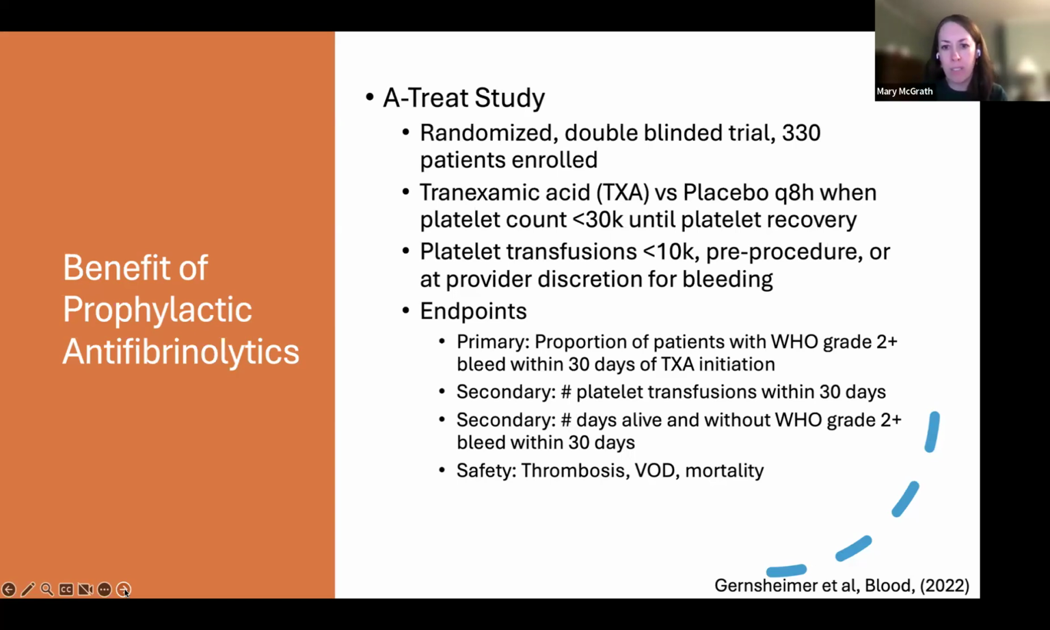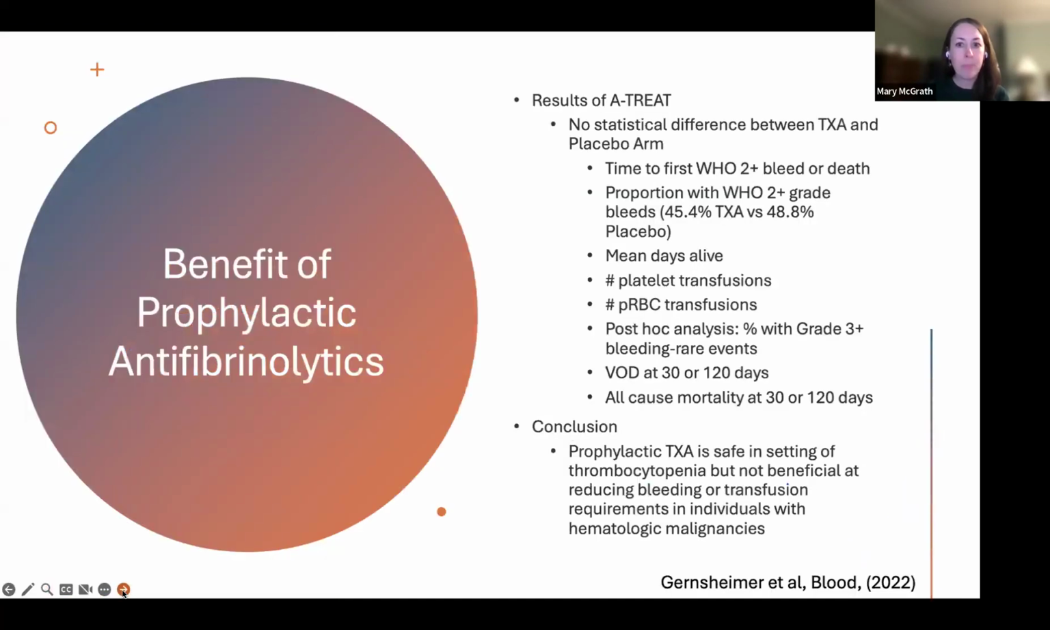And platelet transfusions were given throughout the study for platelets less than 10,000 pre-procedurally, and then at the discretion of the provider if patients were having bleeding. Endpoints of the study were looking at the proportion of patients with WHO grade 2 or higher bleeding within 30 days of tranexamic acid initiation. They also looked at number of platelet transfusions, number of days alive without grade 2 or higher bleeding, and they also looked at thrombosis, development of VOD, and mortality.